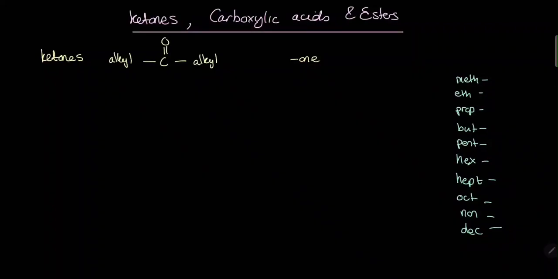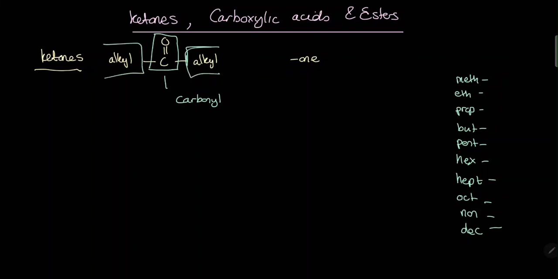Okay, in this video we're going to look at drawing and naming ketones, carboxylic acids, and esters. So in our ketones, the first one that we're going to look at, the functional group contains a carbon double bond O. That functional group is called a carbonyl group. And you can see that's attached to two alkyls either side.